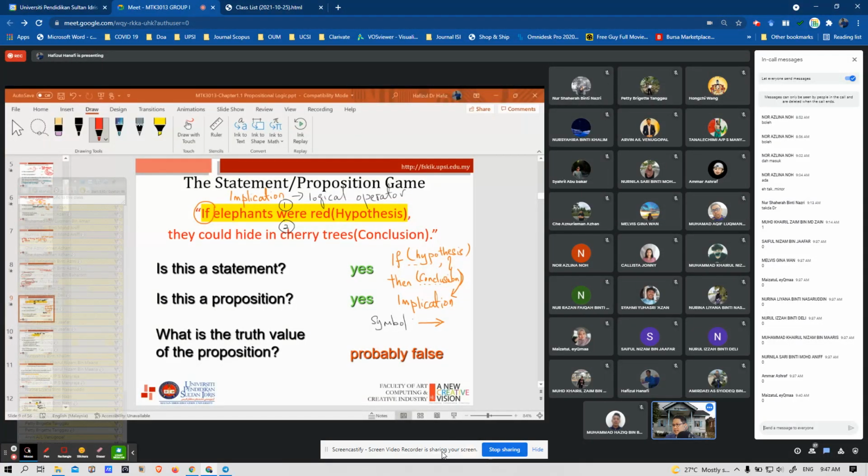Okay, this one is a hypothesis. Hypothesis again is a proposed explanation. Basically, it's a logical operator, which you can see here is basically an if-then equation: if, and then we have then, and then we imply using this symbol.